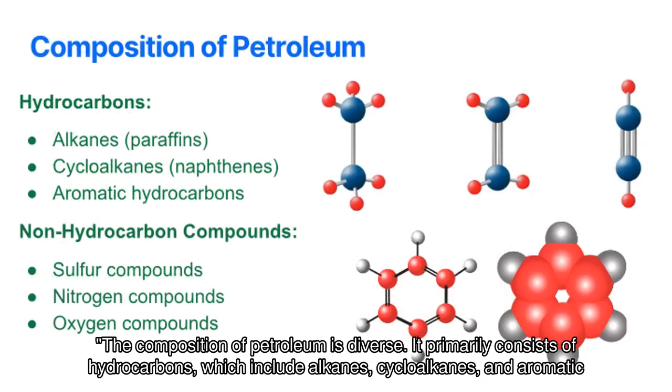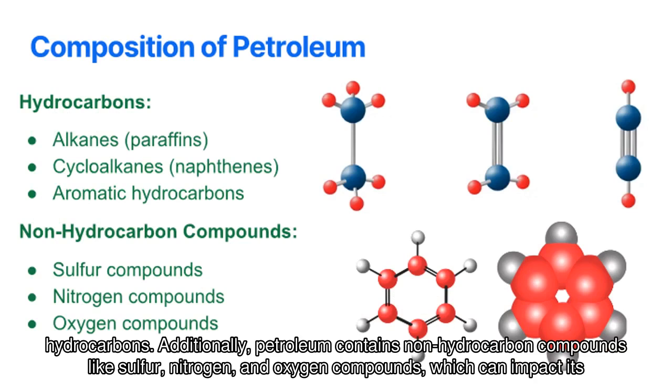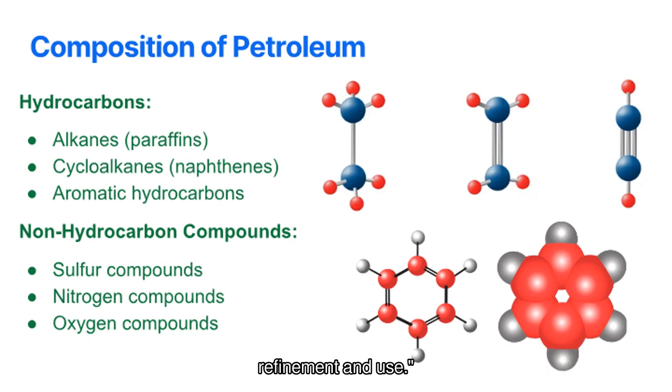The composition of petroleum is diverse. It primarily consists of hydrocarbons, which include alkanes, cycloalkanes, and aromatic hydrocarbons. Additionally, petroleum contains non-hydrocarbon compounds like sulfur, nitrogen, and oxygen compounds, which can impact its refinement and use.